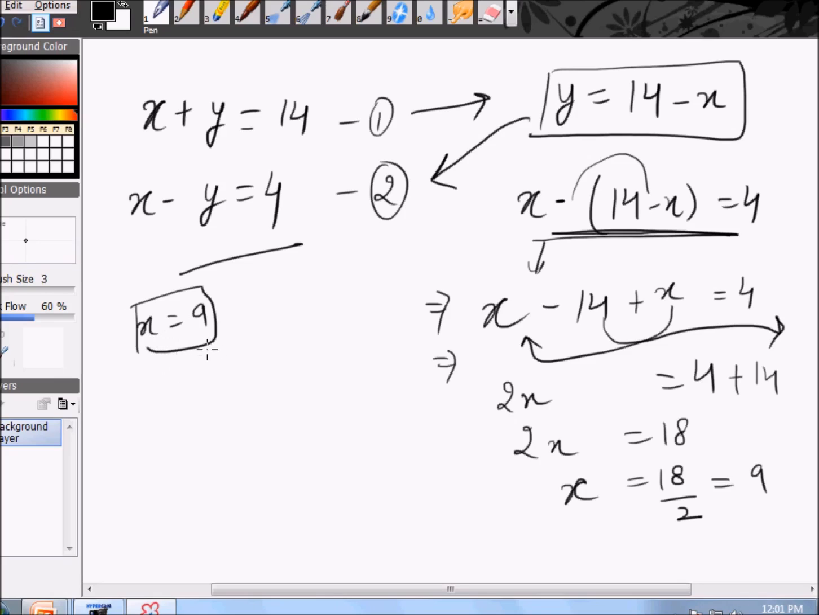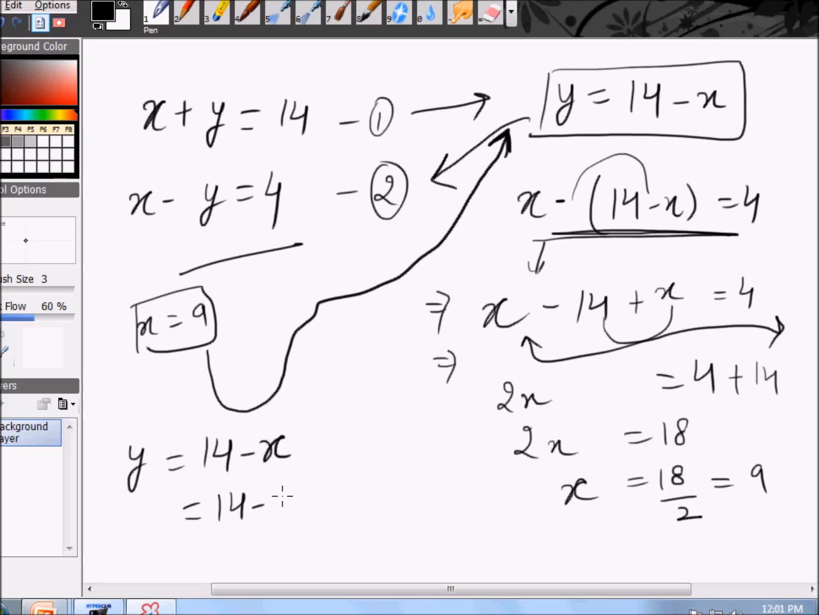Now we will be putting this value of x in this equation and find the value of y. Thus y equals 14 minus x, equal to 14 minus 9, equal to 5. Therefore the solution is x equal to 9 and y equal to 5.